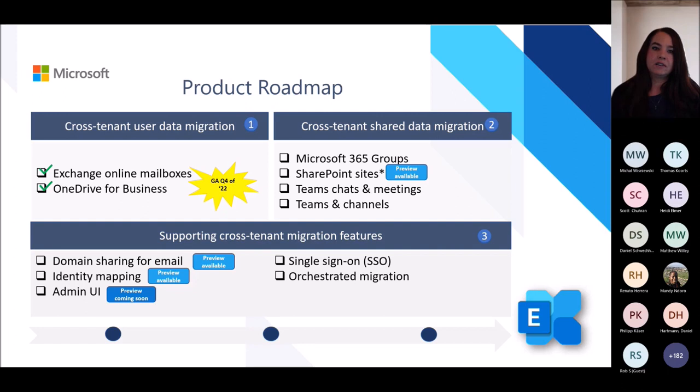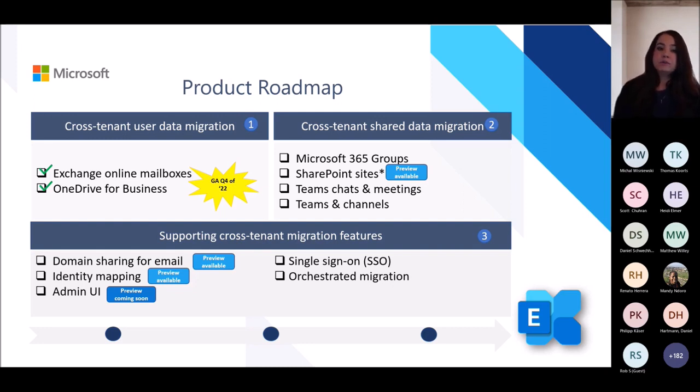So these two features together will be included in a single add-on license for most plans. The add-on license will be available for purchase via your account manager channels. A single license will support one user's mailbox and OneDrive migration to another tenant. Movebacks in the event of an emergency or an error will also be supported for that single user license.